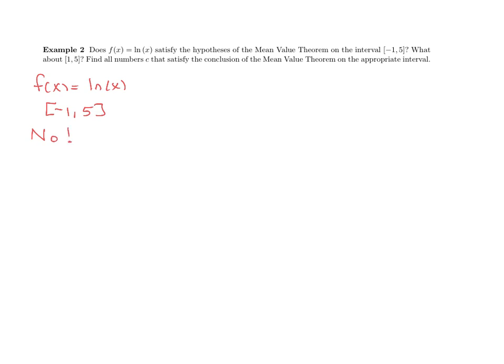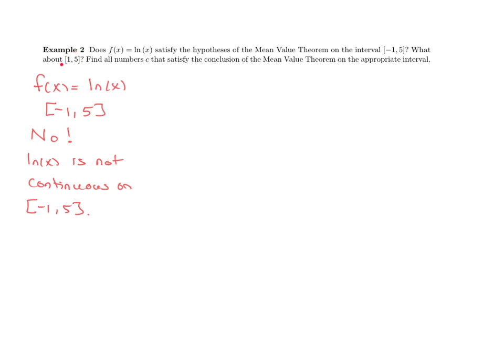And why is that? The natural log of x is not continuous on the interval from -1 to 5. In fact, there's places where the natural log isn't even defined. You can try this yourself. If you put -1 into the natural log function, it's going to give you an error message in your calculator. This is only defined for positive numbers. So no, it does not satisfy the conditions on this interval. So no good.